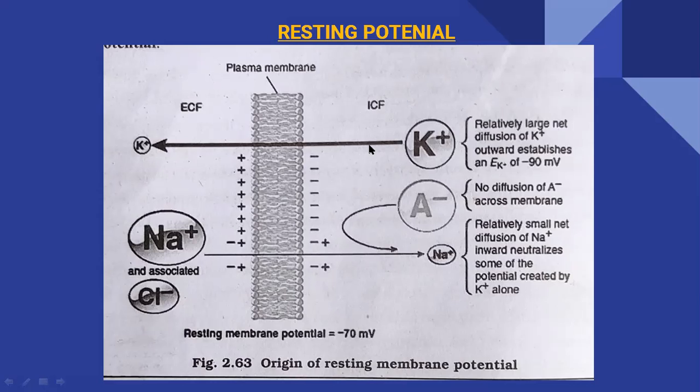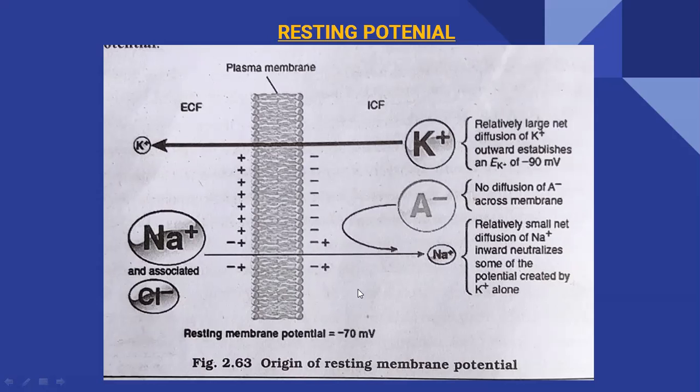That's why, actually, the potential should be around minus 90 millivolts, but as some of the potassium moves out of the cell, minus 70 millivolts of potential will be established. This minus 70 millivolts condition arises due to the efflux, or outgoing, of potassium ions. So this is called the resting membrane potential.